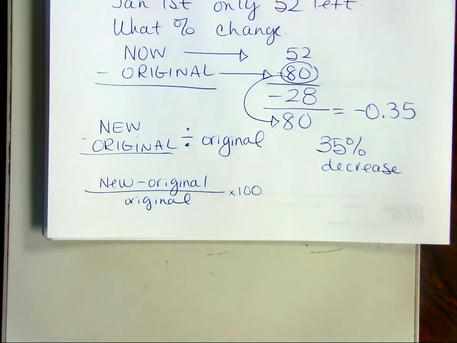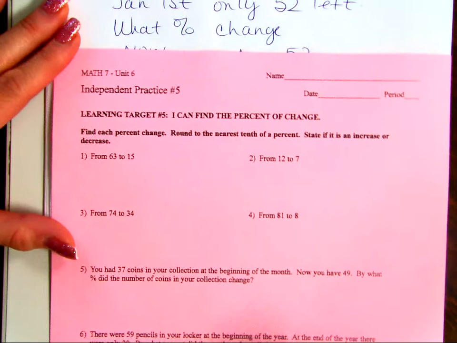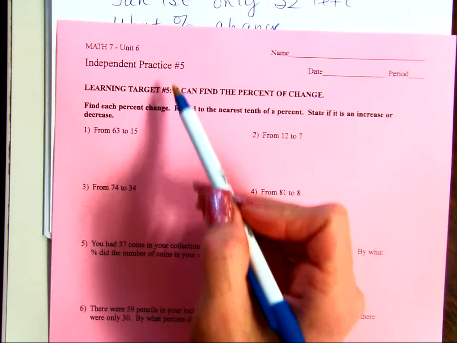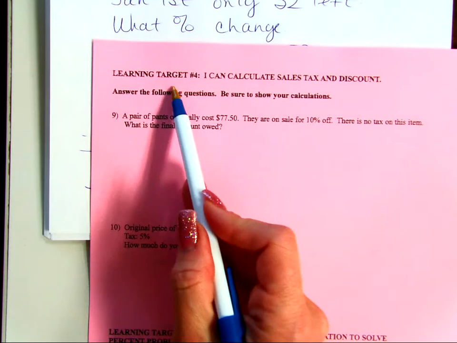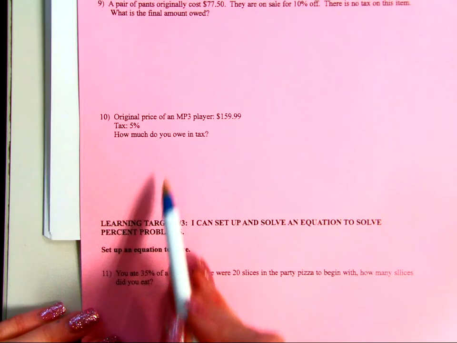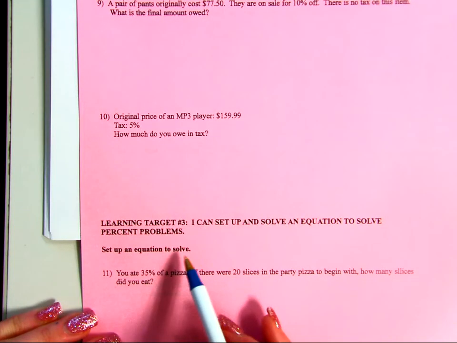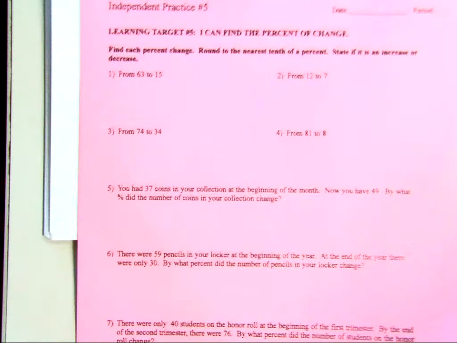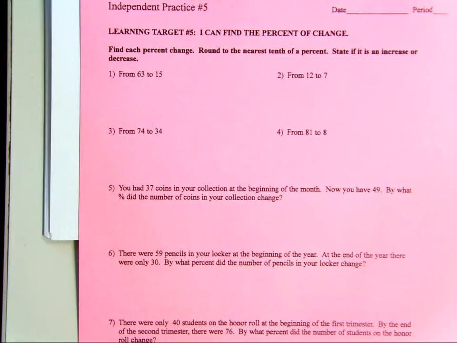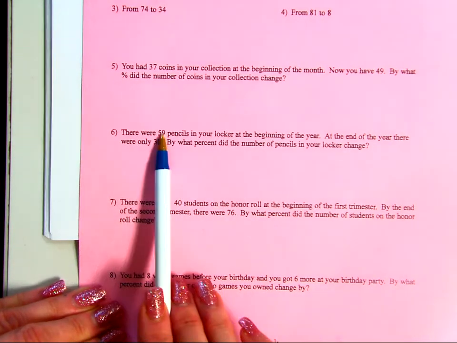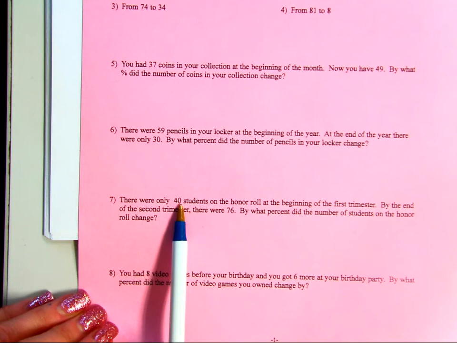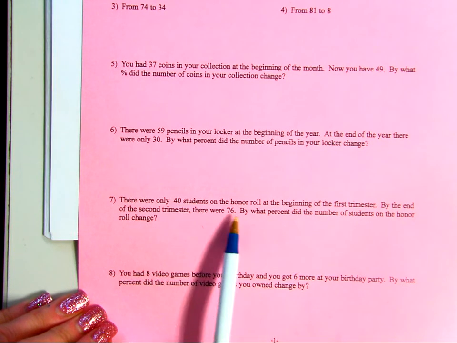So I'm going to give you independent practice number 5. And independent practice number 5, don't forget, has learning targets 5, which is the current one we just learned, and 4, which is the last one, which is sales tax, and 3, which is solving the equation. Okay? So the first 4, no stories at all. There's nothing behind it. But when you get to 5, 6, 7, and 8, you have 59 pencils. Then you lose some. There were 40 students on the honor roll at the beginning. By the end, there were 76.